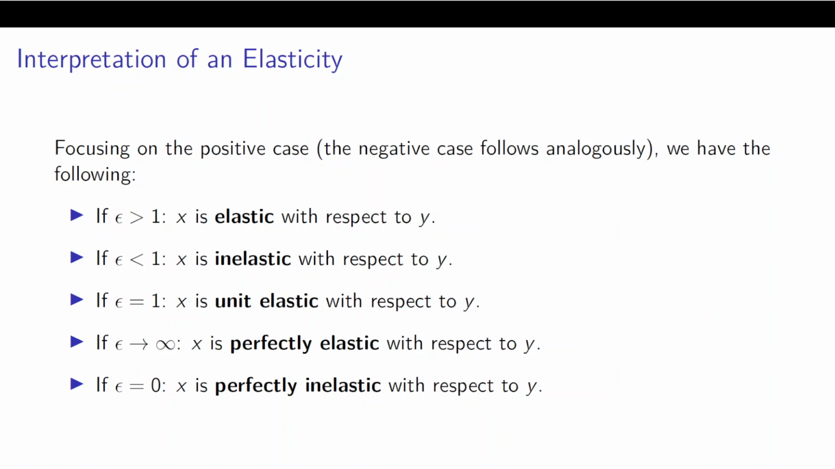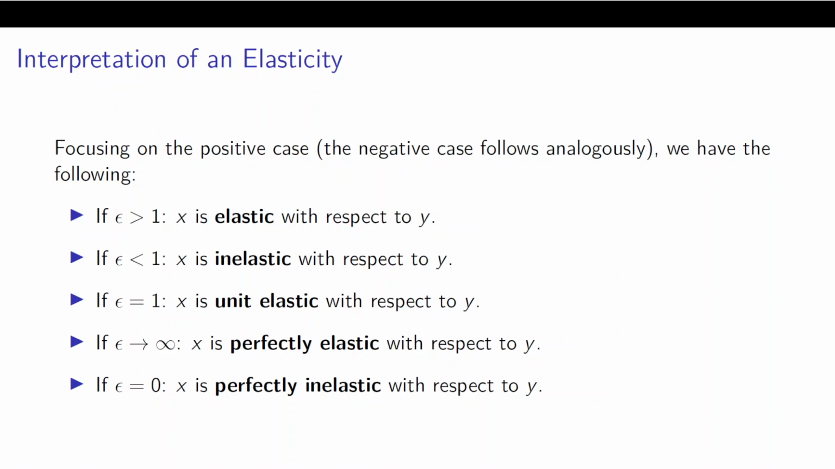By contrast, if epsilon is smaller than 1, then x changes by less in percentage terms than the change in y. So if this is the demand of good x, then if the price changes by 1%, demand for good x would change by less than 1%, which means that it is inelastic with respect to a change in y. Then the border case where epsilon is equal to 1, then we say that x is unit elastic with respect to a change in y, which means that if y changes by 1%, then the demand of x also changes by 1%. So there is a one-to-one change basically.